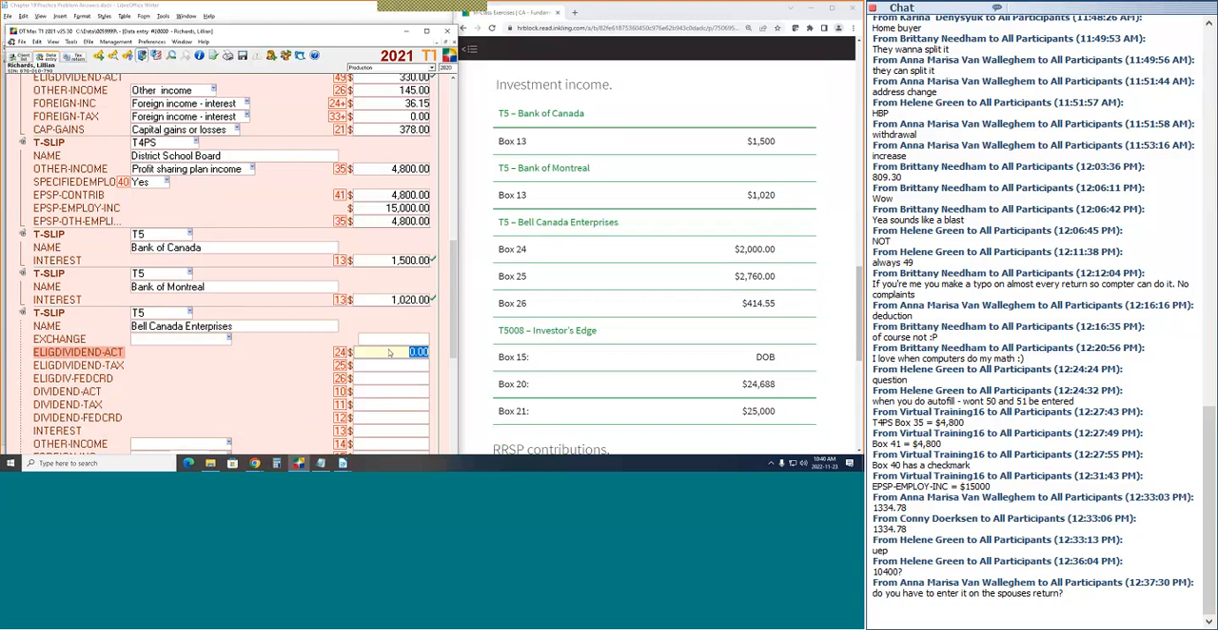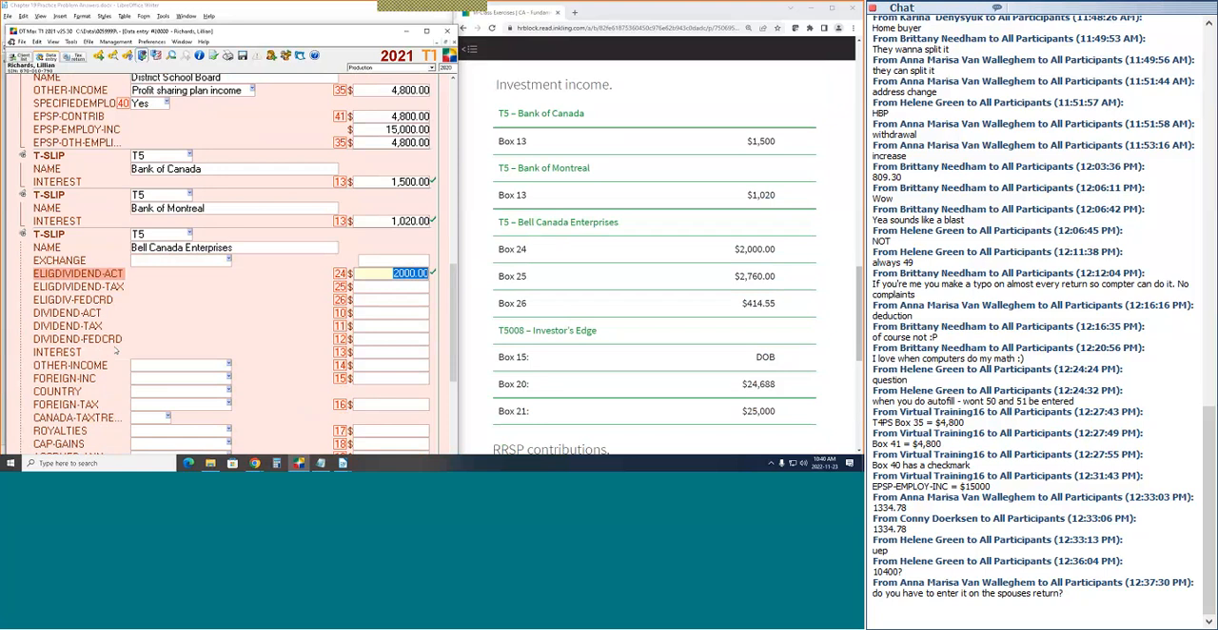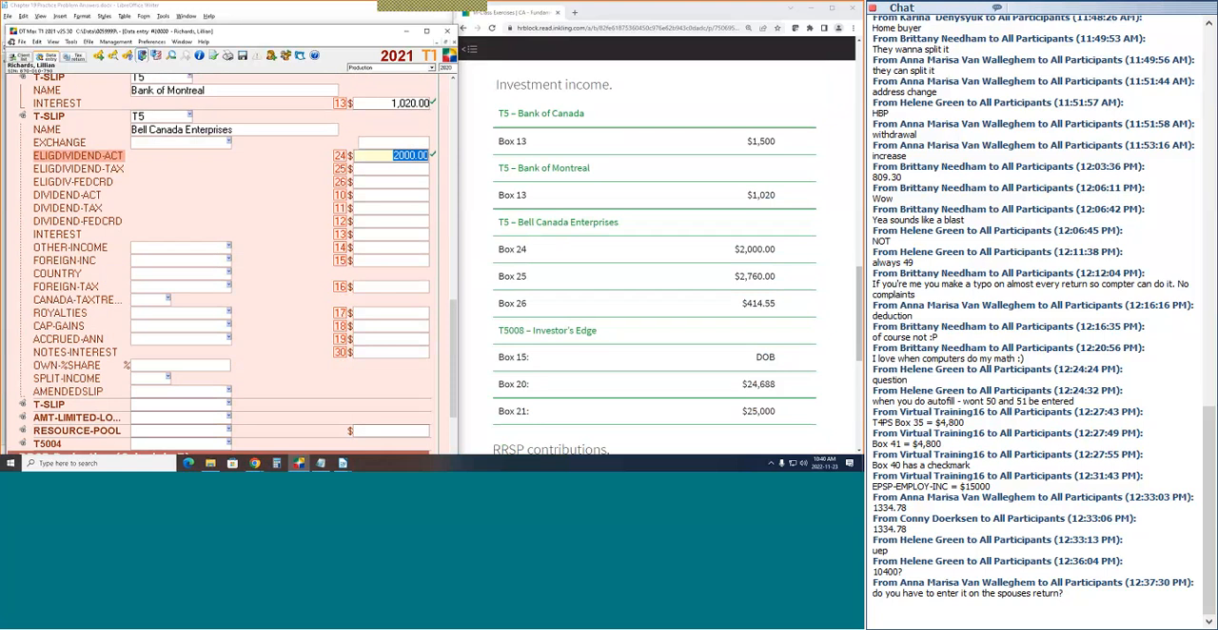And in this one, I have a box 24, 25, and 26. I'm going to enter box 24. I'm going to let the computer calculate 25 and 26 for me. And I'm going to put a check mark on it. And any one of these, if I had to split them out, I could split them out.